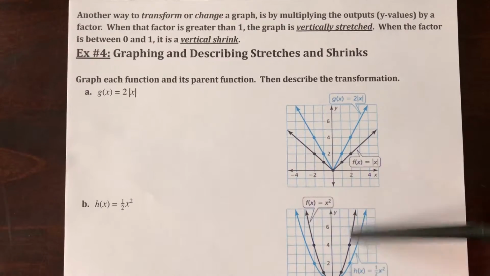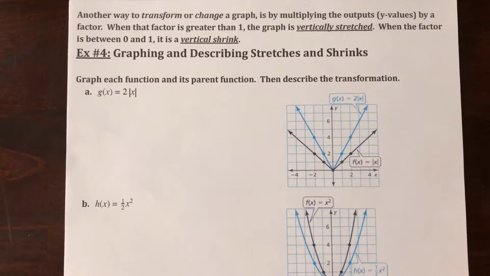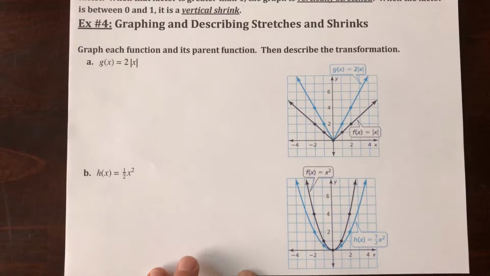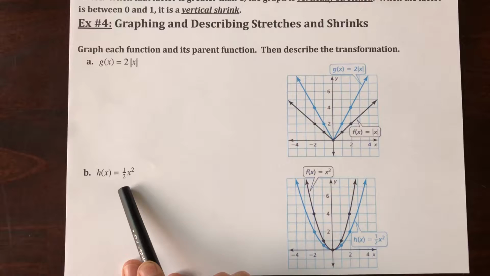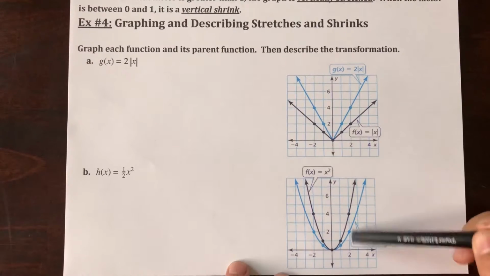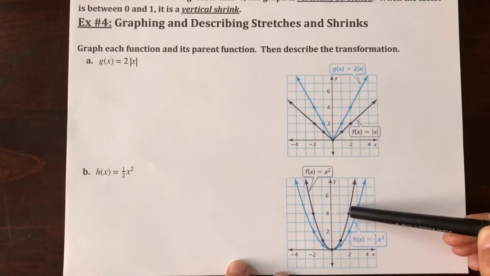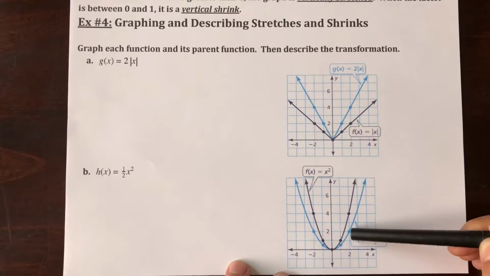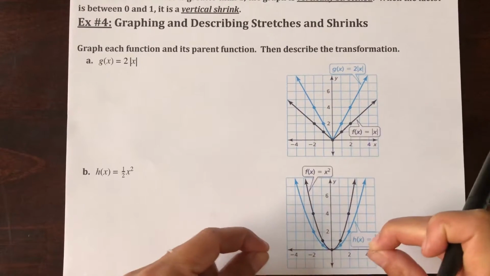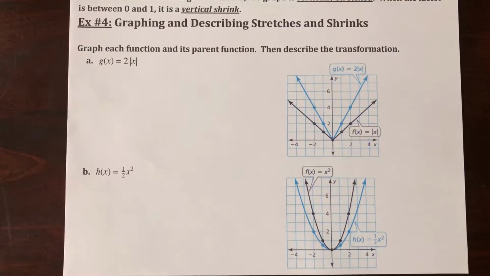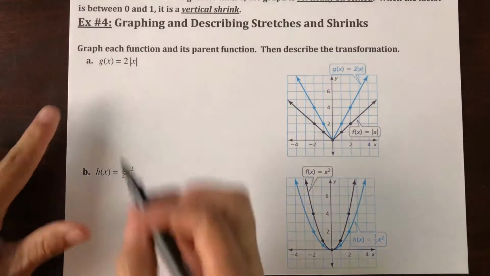If you take your parent function and you take all the outputs and you multiply them by a factor between 0 and 1, such as 1/2, it shrinks the output. So it's taking our 4 and now cutting it in half to 2. So it shrinks it towards the x-axis. So I'll demonstrate this with a quick table.